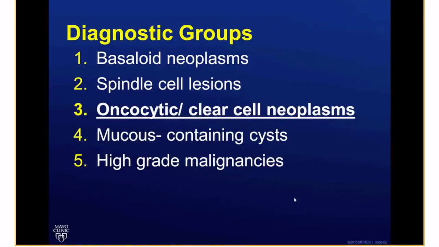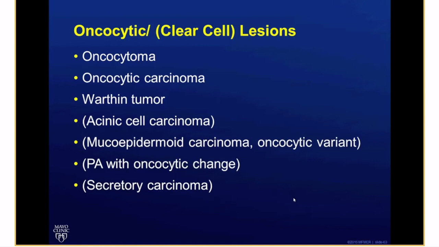Moving on, we are now on our third diagnostic group, the group of oncocytic and clear cell neoplasms. So the same lesions that sometimes look oncocytic can also look clear. And again, we have benign lesions and malignant lesions. Among the most common benign lesions, we have Wharton tumor, and one of the most common malignant is adenoid cystic carcinoma, and they can be really challenging to differentiate, but we'll go over some interesting cases and discuss.